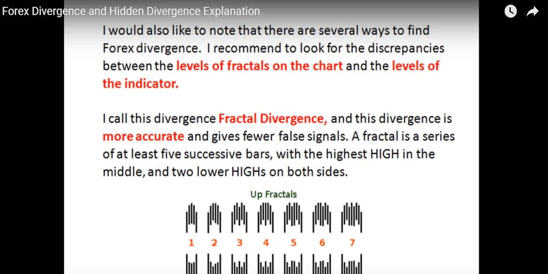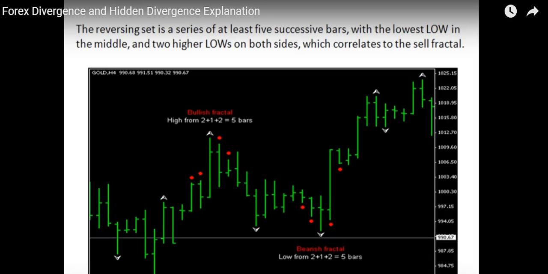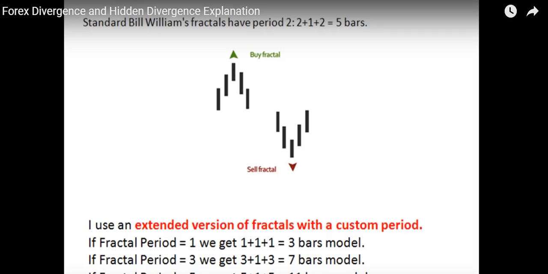A fractal is a series of at least 5 successive bars with the highest high in the middle and the 2 lower highs on both sides. The reversing set is a series of at least 5 successive bars with the lowest low in the middle and the 2 higher lows on both sides, which correlates to sell fractal. Standard Bill Williams fractals have period 2, 2 plus 1 plus 2 equals 5 bars.